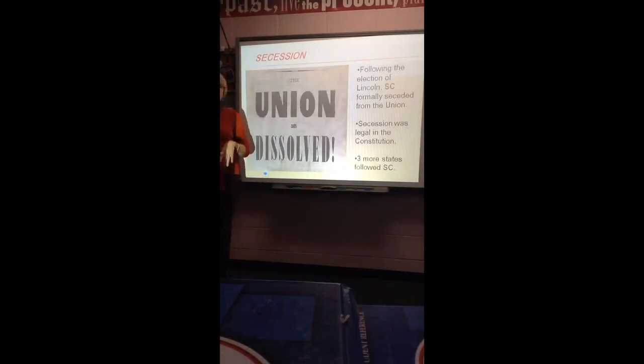That was our vocabulary, and we'll look at that in class. But now we are at the point where the war is really starting. And Lincoln has won the election, and when he won the election, South Carolina was the first state to secede.